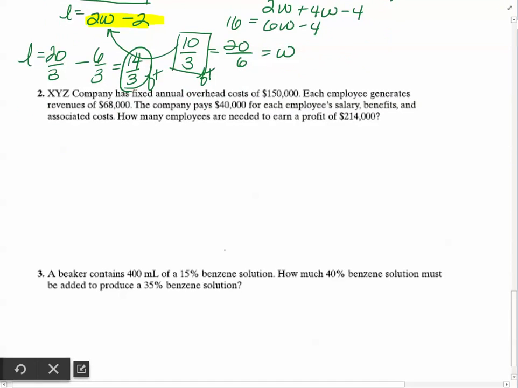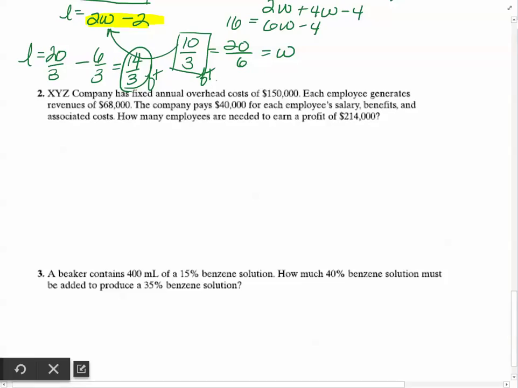All right, number 2, XYZ company has fixed annual overhead costs of $150,000. So annual overhead are like things like rent, things that you have to pay in your company that you have really no control over. So those are costs that you spend. Each employee generates $68,000. The company pays $40,000 for each of the employees' salary, benefits, etc. How many employees are needed to earn a profit of $214,000?